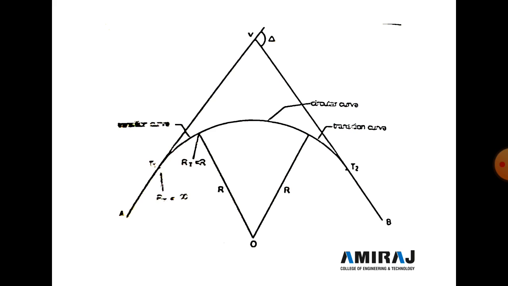Here this one is a simple circular curve, and on both sides a transition curve is given. R is the radius of the curvature, and O is the center point of the curve. T1 and T2 are the starting and end points of the curve, and these two lines, AT1 and BT2, are the tangential lines. V is the intersecting point of both tangential lines, and delta is the deflection angle.